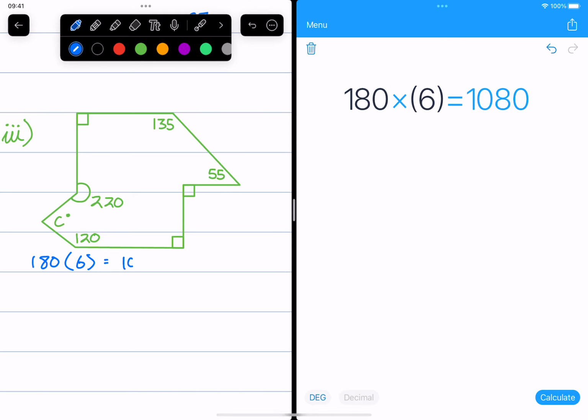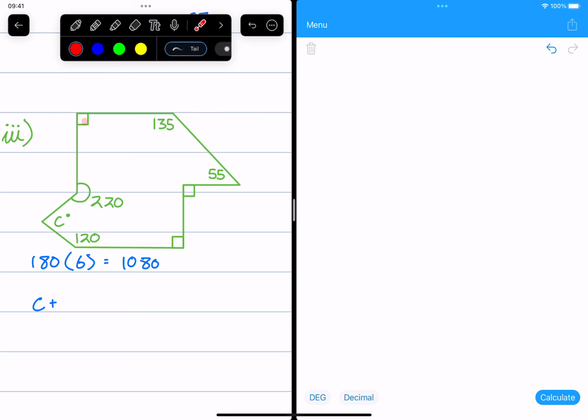It's going to be 1080 degrees. So all of these angles, C plus the sum of all of these angles, so 90, let's add this up: 90 plus 135 plus 55 plus, little trick here now, this angle is 90, but that's on the outside of the shape.